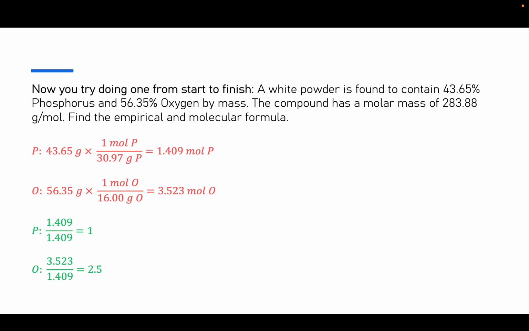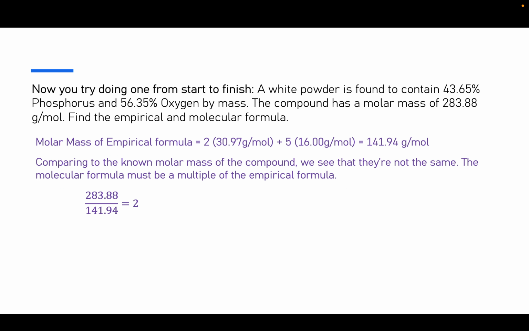All right, so let's go through all of this. So first, finding the empirical formula. We had to convert the percentages to masses. I just did that off screen. And then those masses to moles. And then we do our ratio. We come up with 1 and 2.5. We know we can't let that stand. So in order to get whole numbers, we need to multiply it by 2, and that gives us an empirical formula of P2O5.